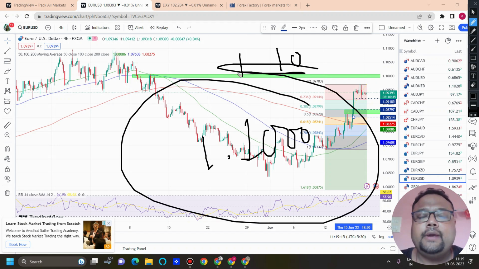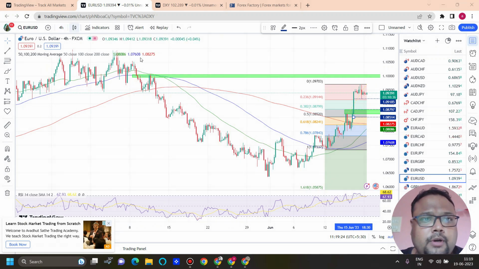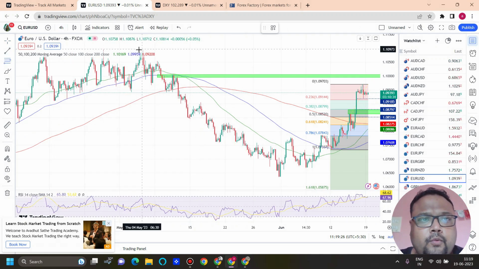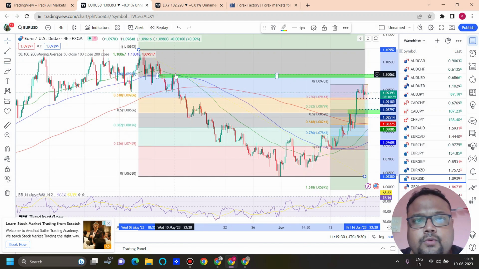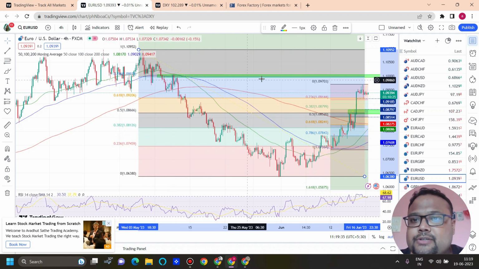1.100 seems to be the best resistance on Euro USD. If the upside continues, then yes, the market will face some selling pressure around 1.100. I have already shown you guys that around 1.100 we have previous price rejection, as well as previous support that will be acting as resistance.